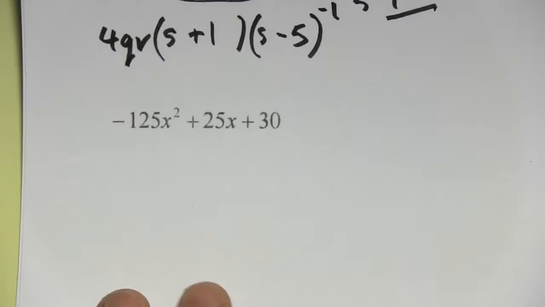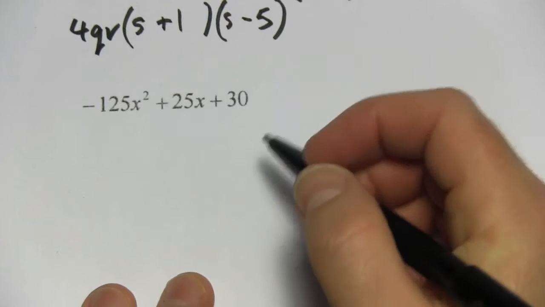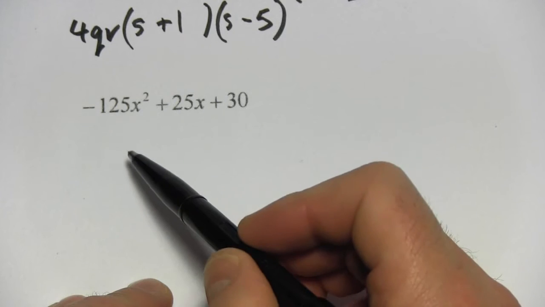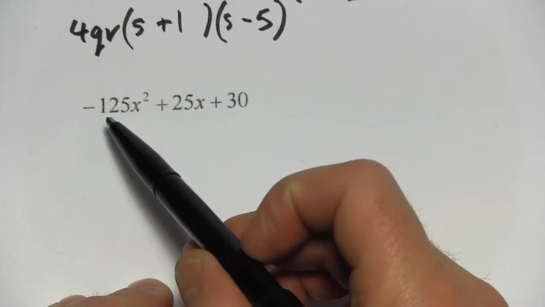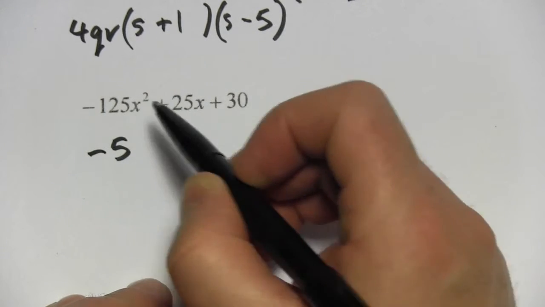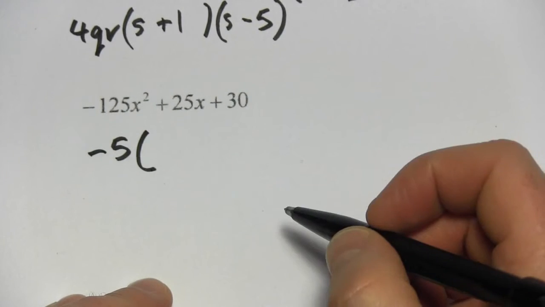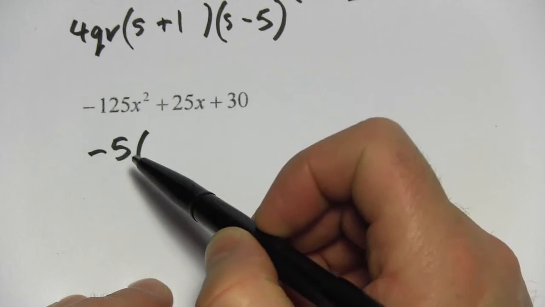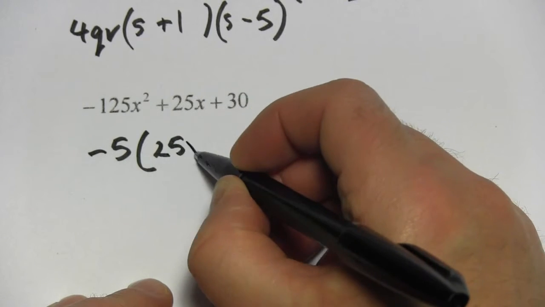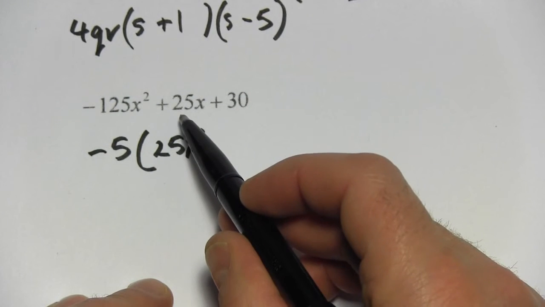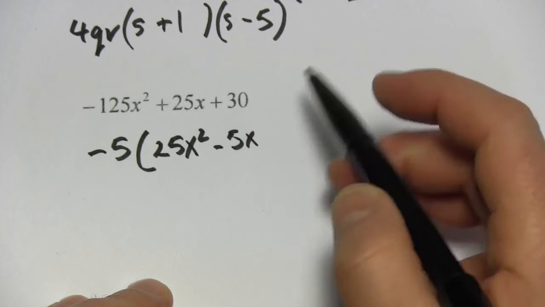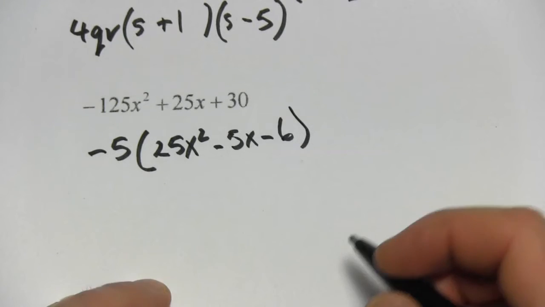All right, one more of these. And this one is pretty tricky. It looks like every term here is divisible by 5. And actually, since the first term is negative, I'm going to divide out a negative 5, so this one becomes positive. That'll make our factoring of the trinomial a little bit easier. Negative 125 divided by a negative 5 is 25x squared. And then this divided by negative 5 would be minus 5x. And then this divided by negative 5 would be negative 6.